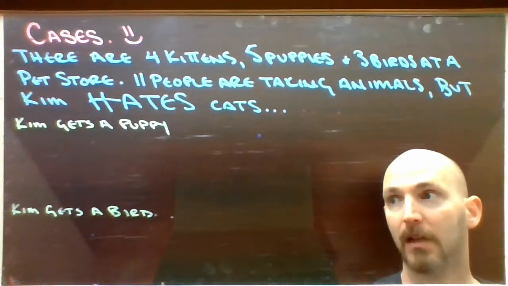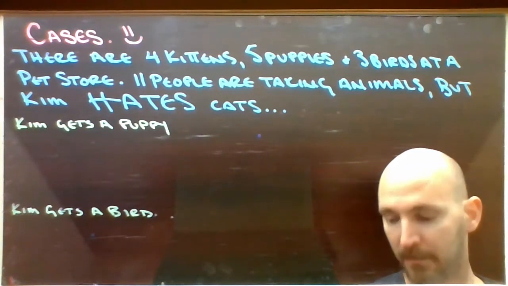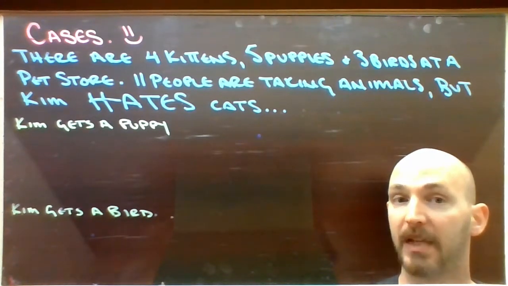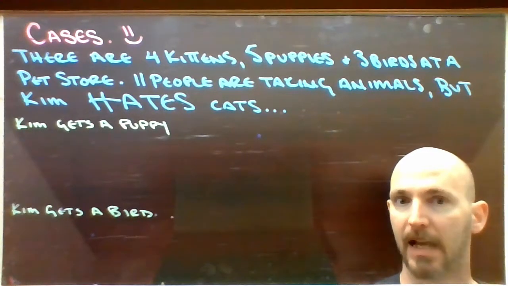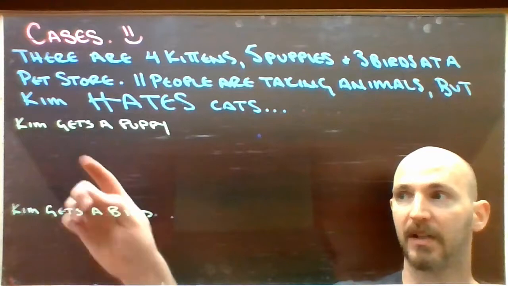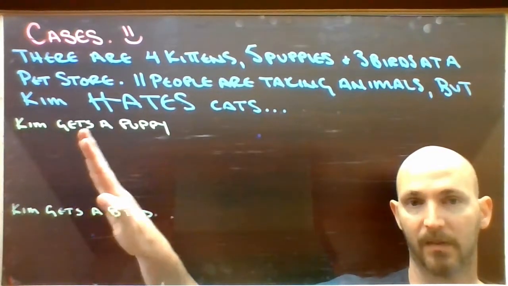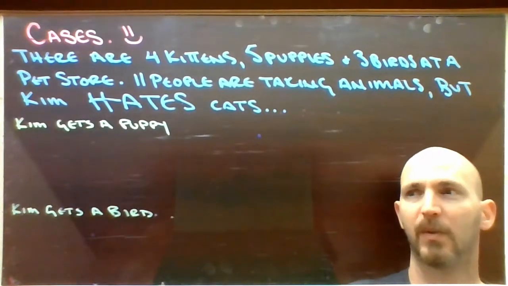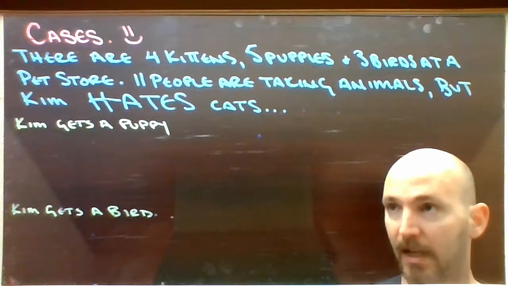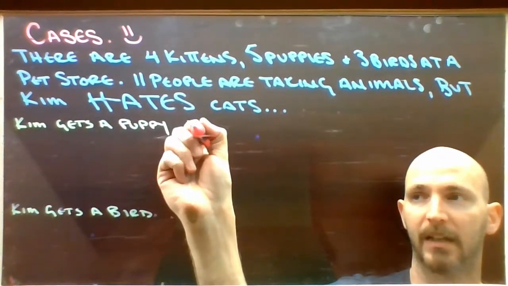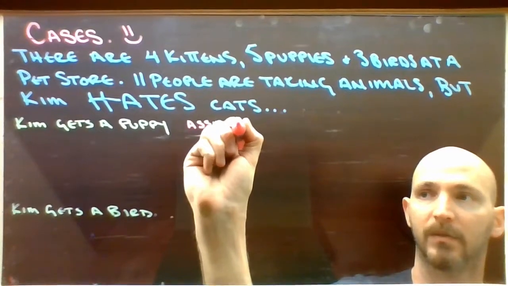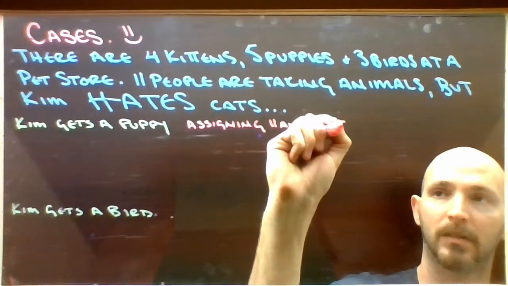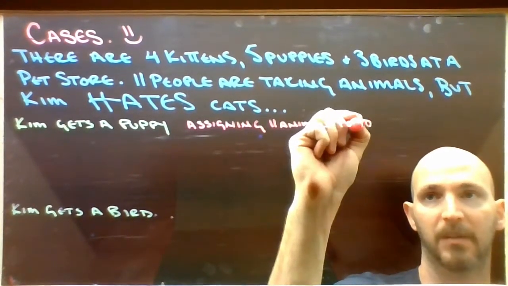So, all right. Now if we do that, that means that instead of distributing 12 animals to 11 people, we're only distributing 11 animals to 10 people because Kim has already been allowed to pick and one of the animals has been chosen to go. So we're going to only be assigning 11 animals to 10 people.